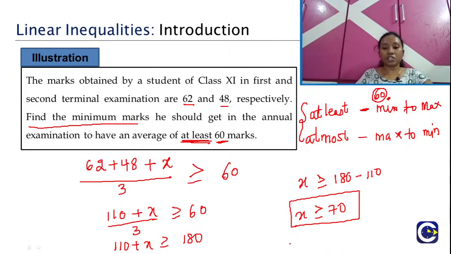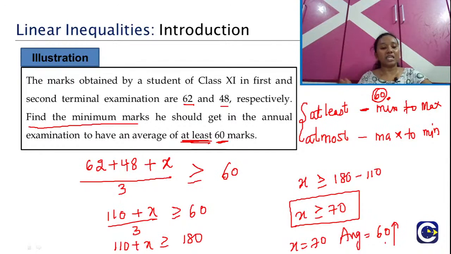If he scores 70 marks in his annual examination, then his average will turn out to be 60 marks. If he scores more than 70, the average will correspondingly increase. We have to find the minimum marks, so what is the minimum marks that he should score in the annual examination?